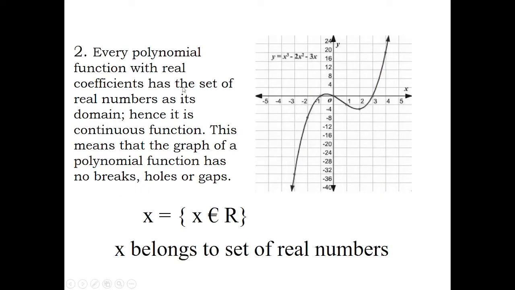Second, every polynomial function with real coefficients has the set of real numbers as its domain. So when we say domain, it refers to the set of x values. So the set of x values should belong to the set of real numbers. Meaning to say, all of these are the values of x. So these should be the x values of the graph of a polynomial function.